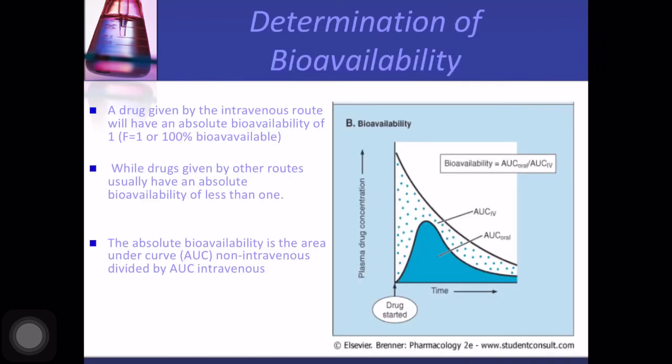Okay, a drug given by the IV route will have an absolute bioavailability of 1. F equals 1 or 100% bioavailable. While drugs given by other routes usually have an absolute bioavailability of less than 1, like your oral drugs. Yung kinompute natin kanina. Now, this is a graph comparing your AUC oral and your AUC IV. So, pansin nyo, mas malaki, mas mataas yung sa AUC IV ninyo. Okay?